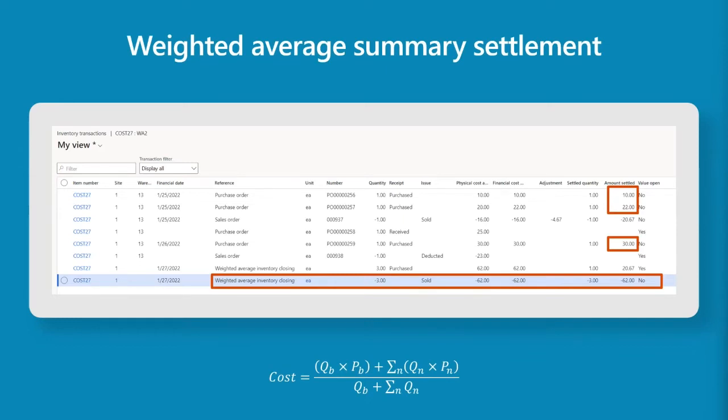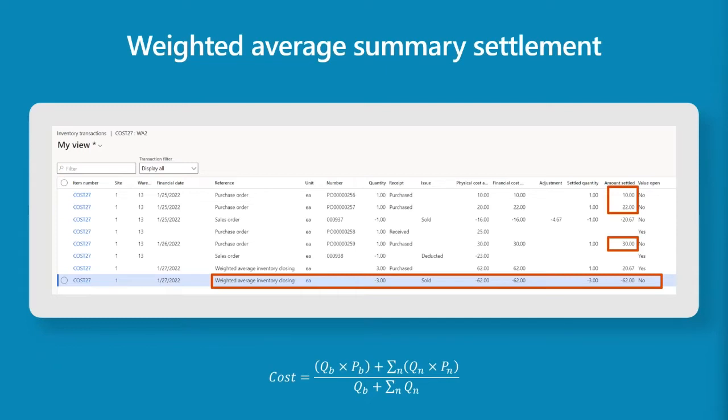To close the loop, if we divide the $62 of financially closed inventory receipts by the quantity received, which was 3, that is how we arrive at the $20.67 for our weighted average for this period. The detailed equation for weighted average can be seen below.